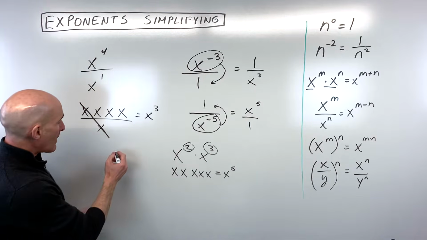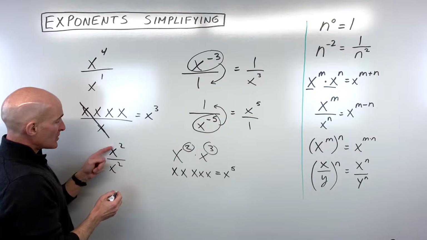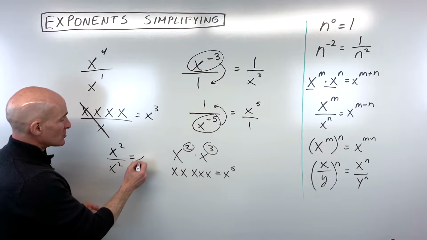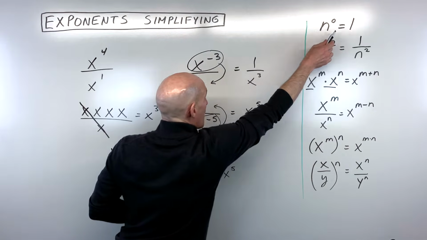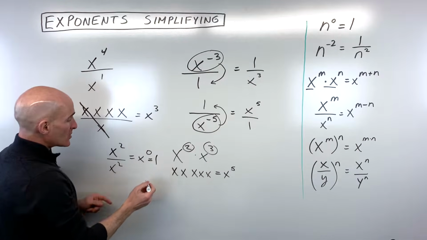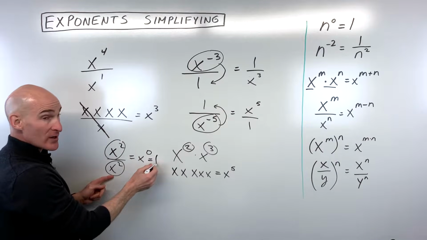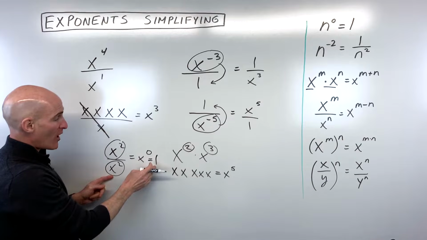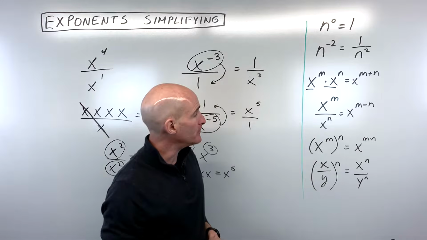Now, what would happen if you had x squared divided by x squared? Well, you can see 2 minus 2 is equal to 0, and anything to the 0th power is equal to 1, which makes sense because how many times does x squared go into x squared? 1 time, or anything divided by itself is 1. So that's why when you see anything to the 0 power, we say that it's equal to 1.